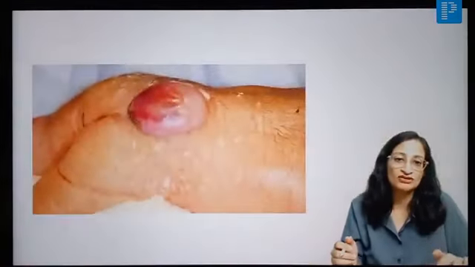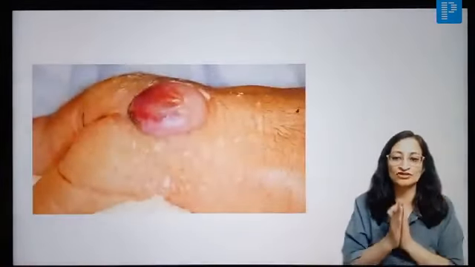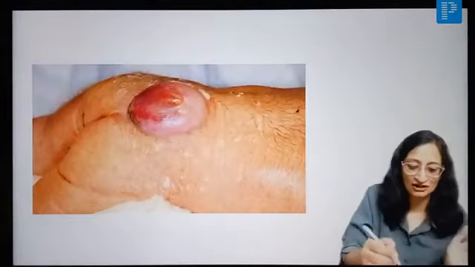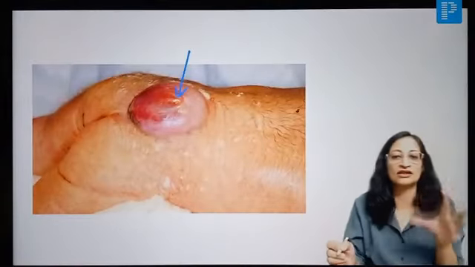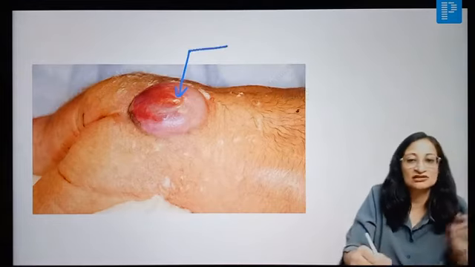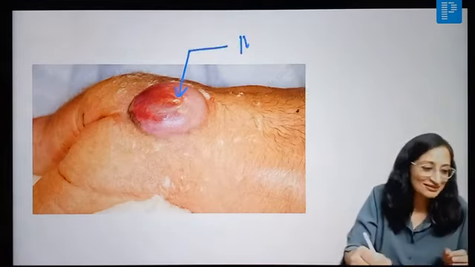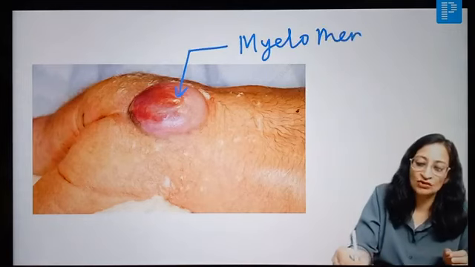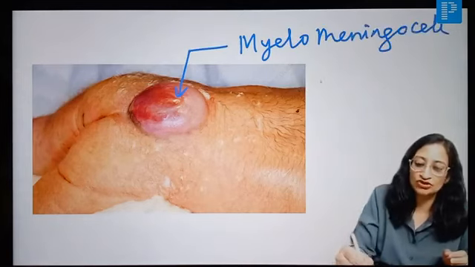Now about the other disorders, what is your diagnosis here? Just one more question to go. Some more energy I want here. What is the diagnosis here quickly? You can see a swelling in the lumbosacral region, which is the most common location of this condition. This is also a type of neural tube defect and it is called myelomeningocele, most commonly seen in the lumbosacral region.